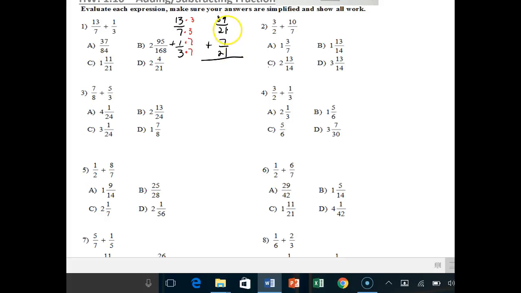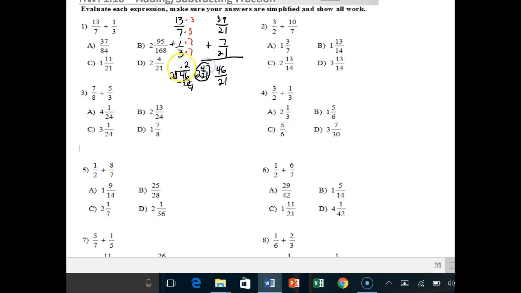I'll then add these up. I will keep the denominator when I add. So 39 plus 7 will give me 46 over 21. This is an improper fraction, so I need to change that to a mixed number. 21 goes into 46 2 times. That's 42 with 4 left over. I get my answer of 2 and 4 over 21.